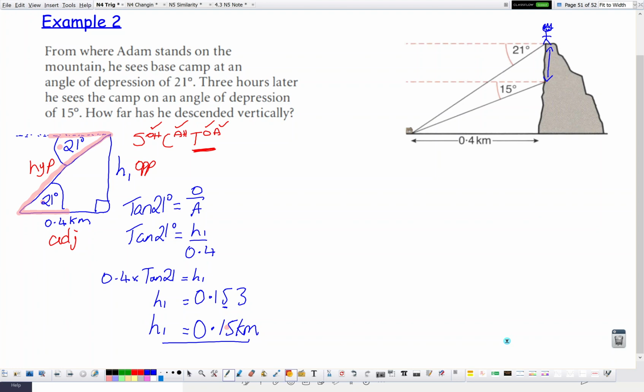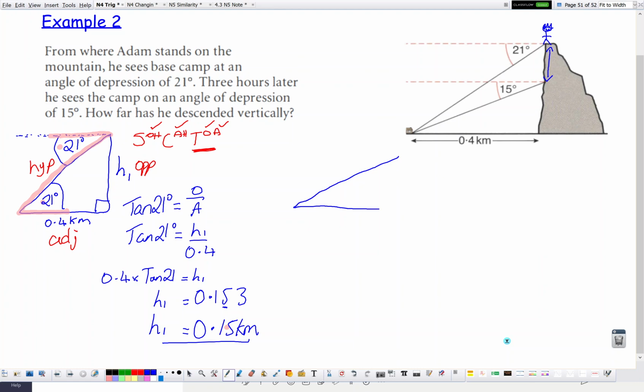We're only halfway there. That's not answered the question. So we found that overall distance is 0.15 kilometers. Now what I need to find is what is this smaller height using the smaller angle, and then what is the difference in those heights. So we need to pretty much do the exact same all over again using a smaller triangle.